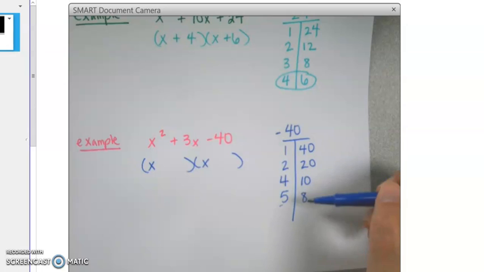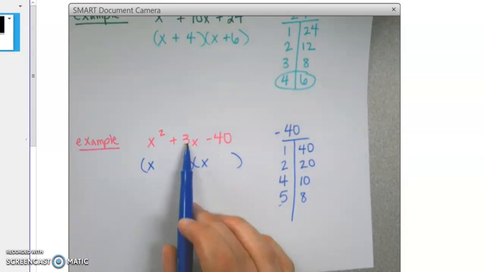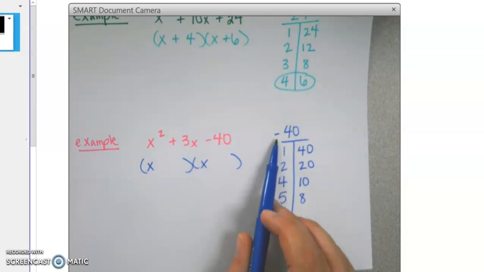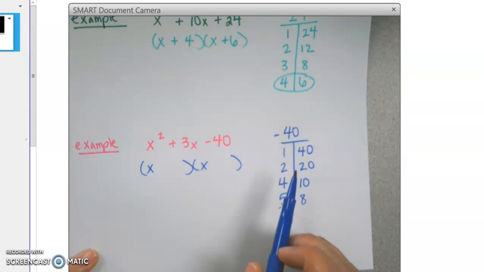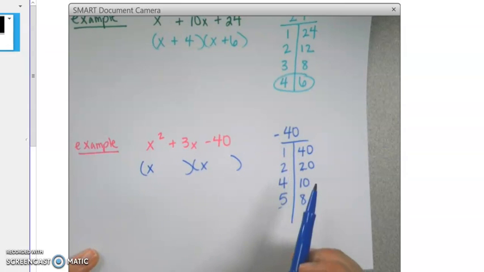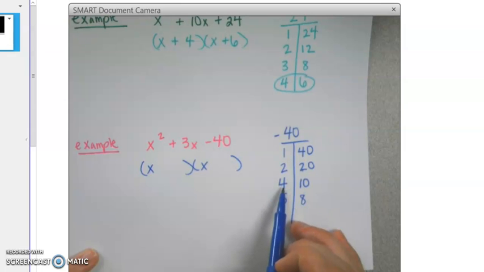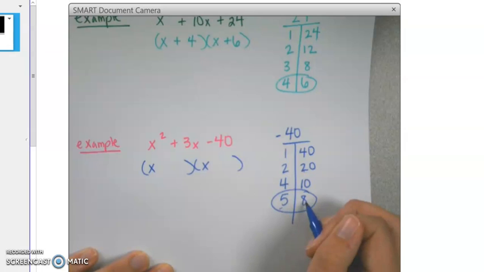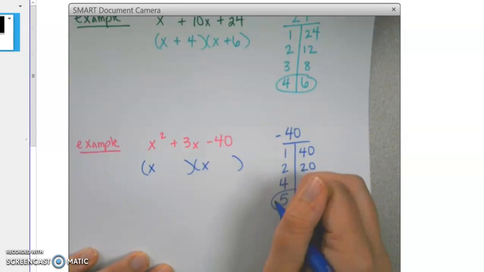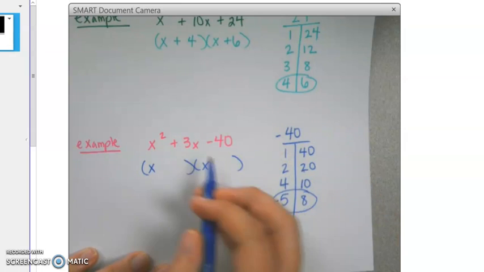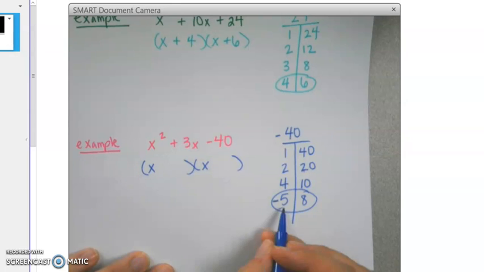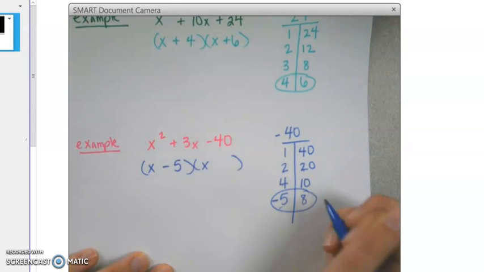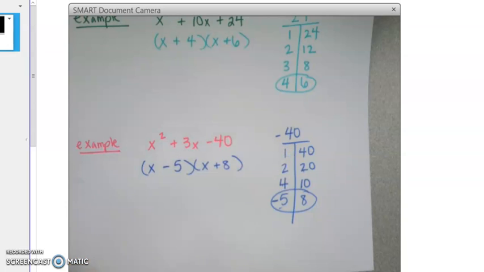So I just need to figure out which pair makes 3. Remember, one of them has to be negative. 1 and 40 is not going to make 3. 20 and 2 is not going to make 3. 10 minus 4 is 6. That doesn't make 3. So 5 and 8. If 8 minus 5, so that would make that one negative. 8 minus 5 does make 3, which means my factors are the negative 5 and the positive 8. These are my factors.